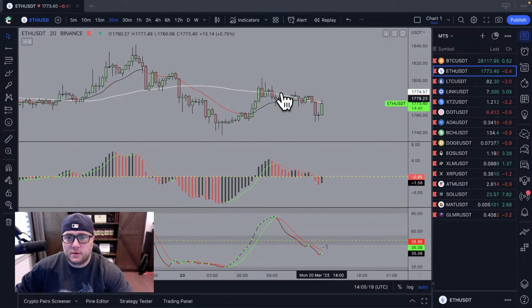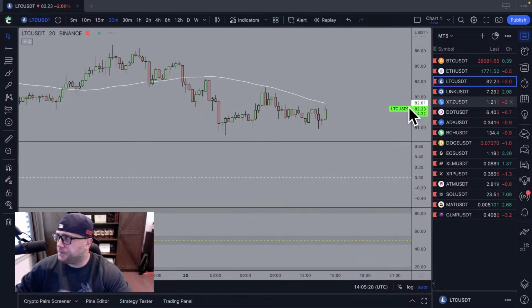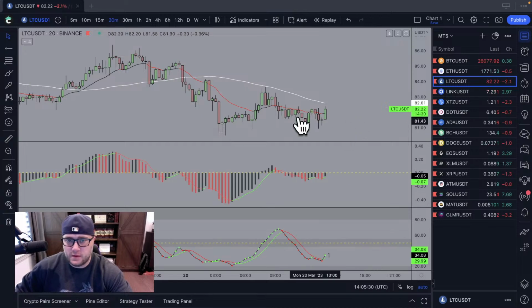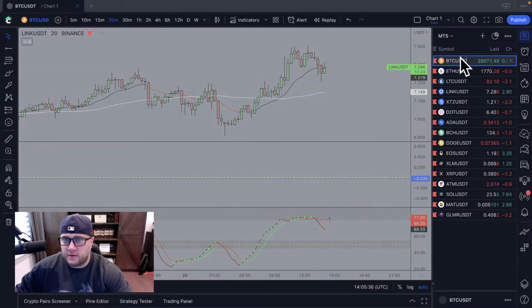There we go. Look at that. Might have to hold on to it a little bit longer. That's okay. This one doesn't look too good because it's been going sideways quite a while, but the other two are definitely looking good.